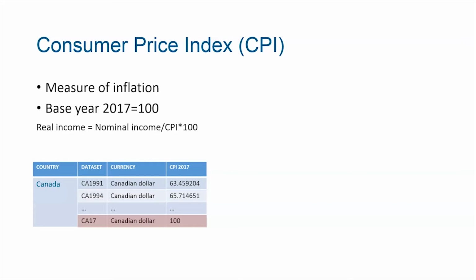For example, a CPI equal to 65 in Canada in 1994 means that prices were on average 35% lower in 1994 compared to 2017. By dividing income by the CPI of that year, we can express income in common 2017 local currency units, which can then be directly compared.